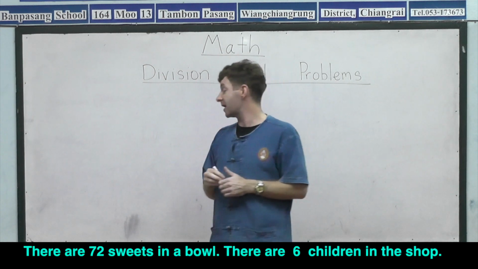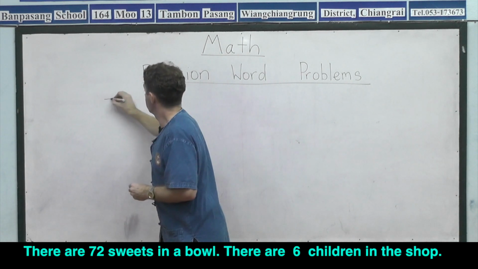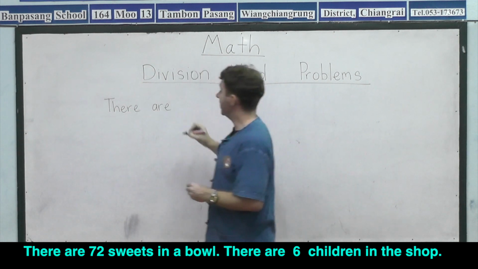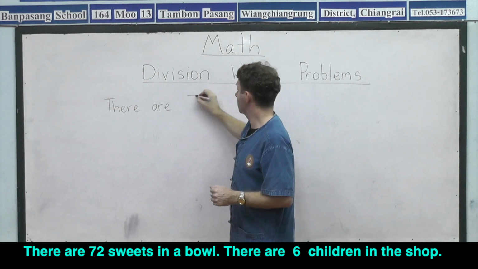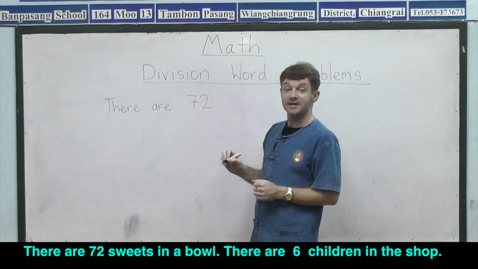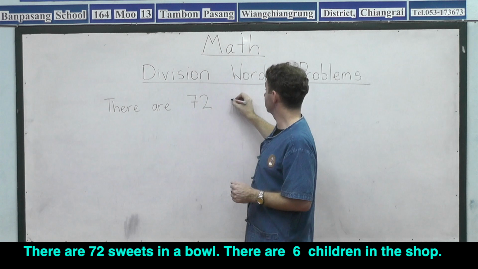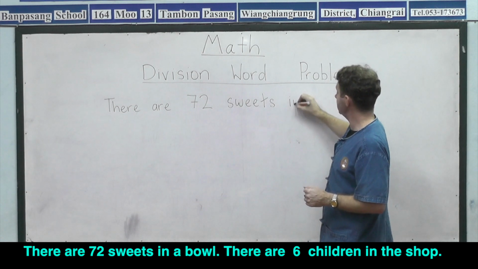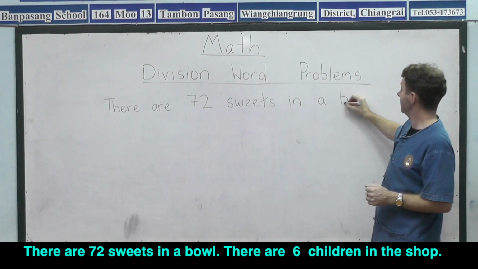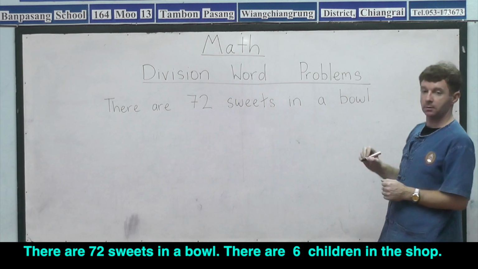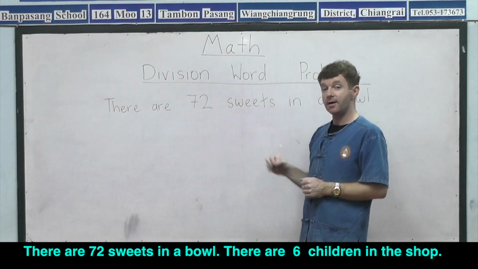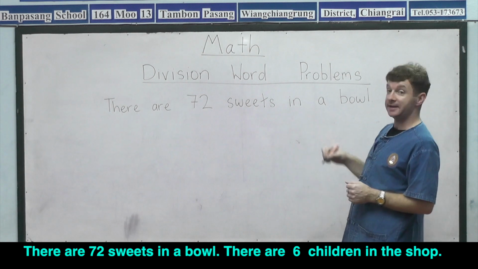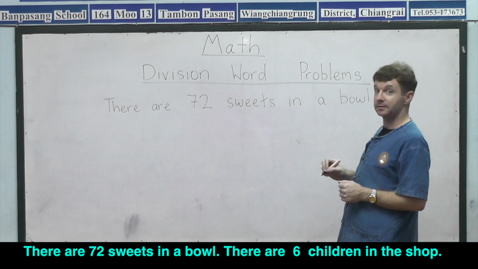Excellent, guys. So let's do some division word problems on the board. So let's read together as I write. There are 72 sweets in a bowl. There are 72 sweets in a bowl.